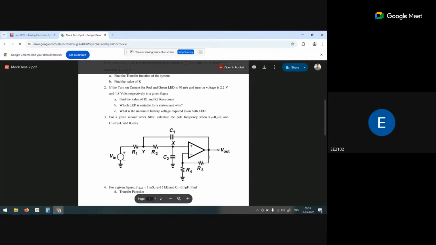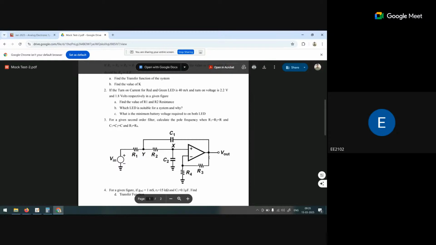Yeah. What is the question number 2? If the turn on current of red and green LED is 1.8 volt respectively in the figure. Figure is visible or not? Oh, the figure is not there.